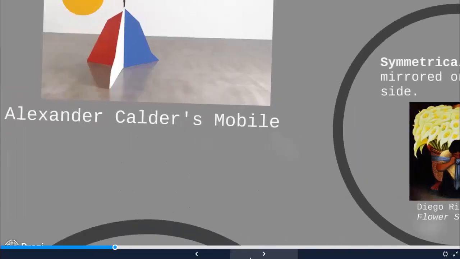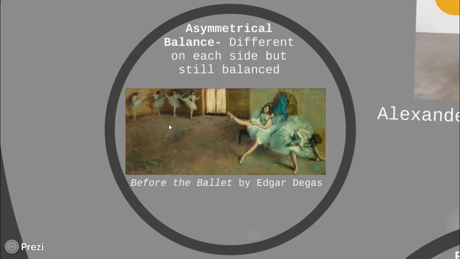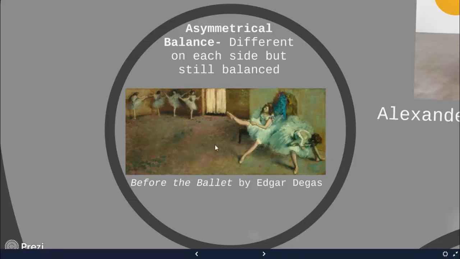Over here we have this ballet painting by Edgar Degas, and even though it's not the same on both sides, like a symmetrical balance, it's still balanced. There's still something going on each side. We still have blue here and blue here. It still looks like it goes together, but it's different on each side. It almost looks like there's more going on over here, but it's still balanced equally.